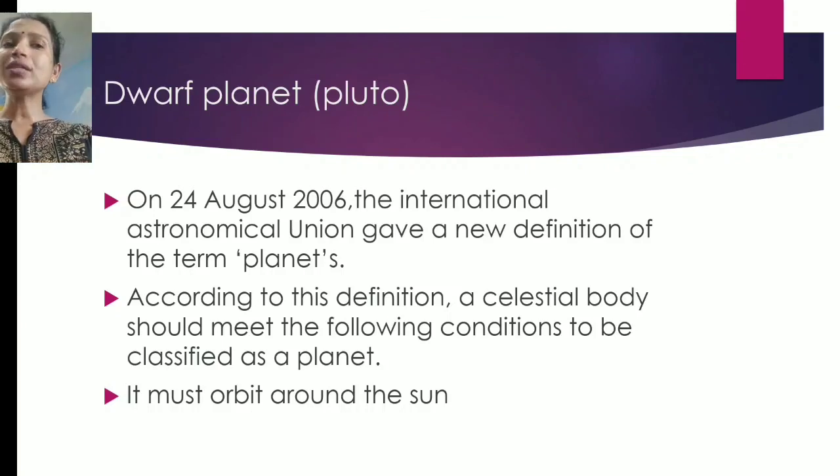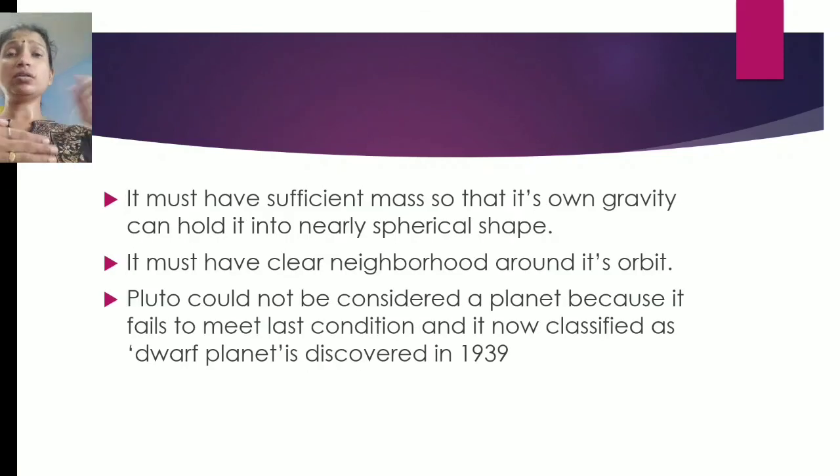According to this definition, a celestial body should meet the following conditions to be classified as a planet. First, it must orbit around the sun. A celestial body that completes a revolution around the sun in a fixed orbit. Second, it must have sufficient mass, so that its own gravity can hold it into a nearly spherical shape.